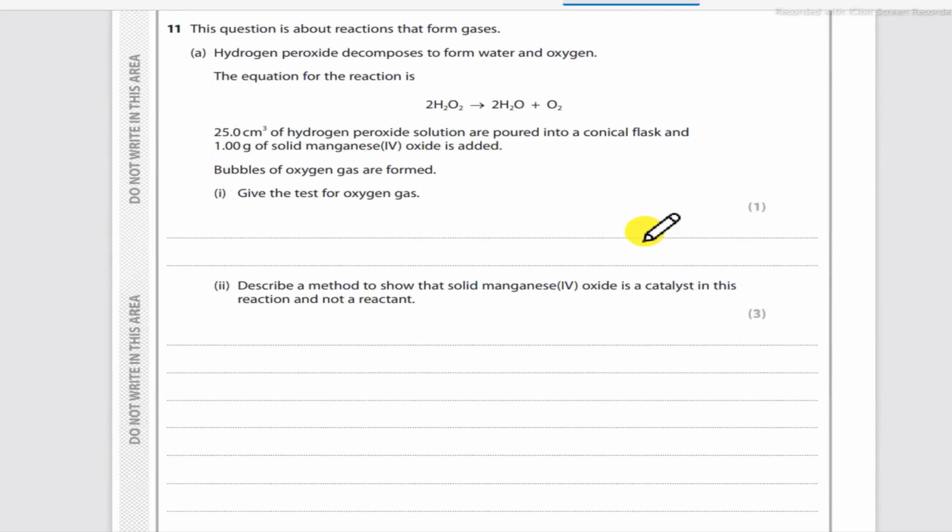Last question of this paper. This question is about reactions that form gases. Hydrogen peroxide decomposes to form water and oxygen. The equation for the reaction is 2 hydrogen peroxide gives 2 water plus oxygen. 25 centimeter cube of hydrogen peroxide solution is poured into a conical flask and 1 gram of solid manganese oxide is added. Bubbles of oxygen are formed. Give the test for the oxygen gas.